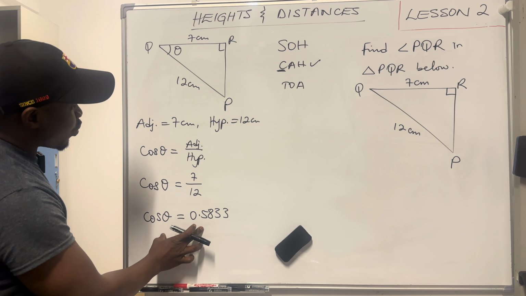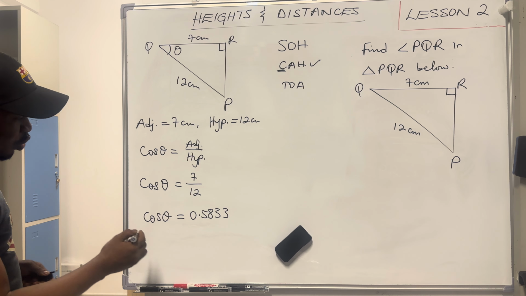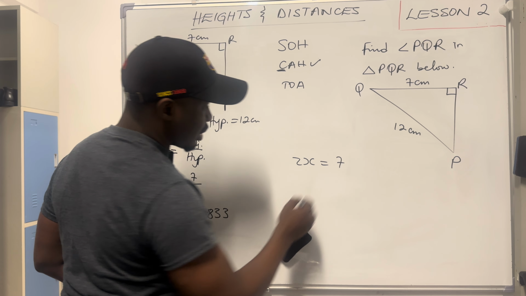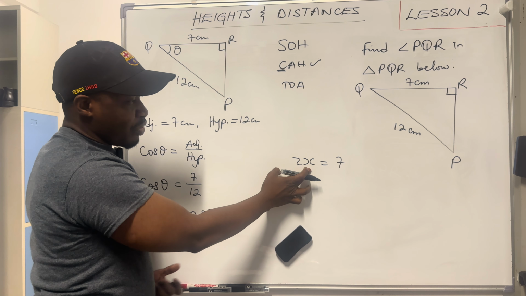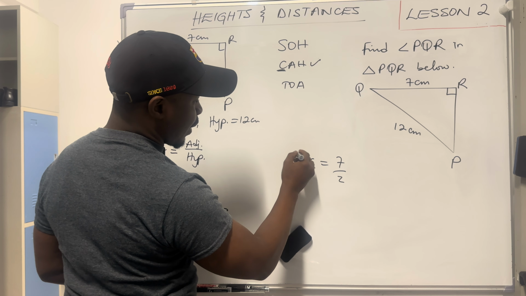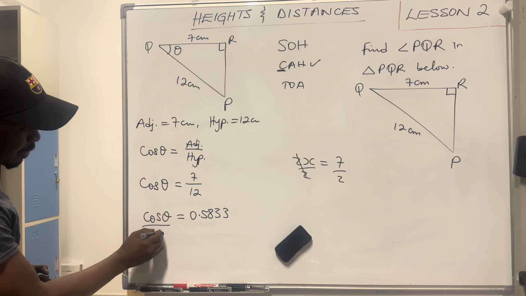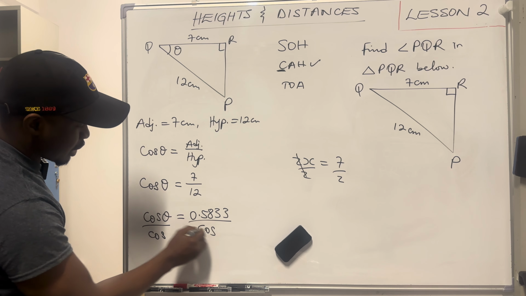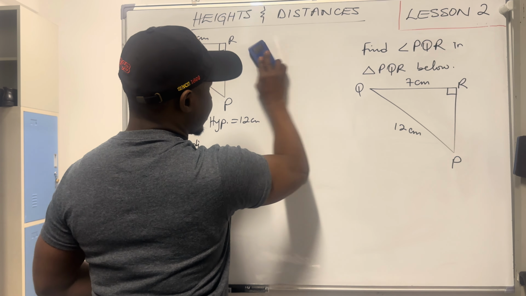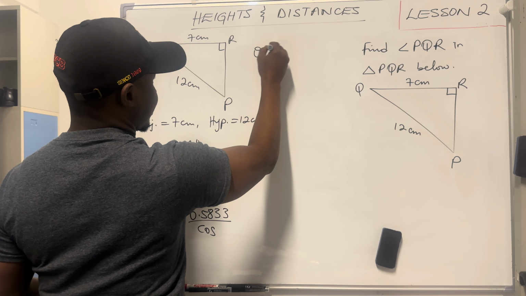The point is we are finding the angle, which is theta. So if you are finding theta, consider when you used to have something like this. You want to find x. If you want to find x, what is in front of x? Is 2. So you divide both sides by 2. You want to find theta. What is in front of theta? Cosine. So you divide both sides by cos. So what is left here is theta.